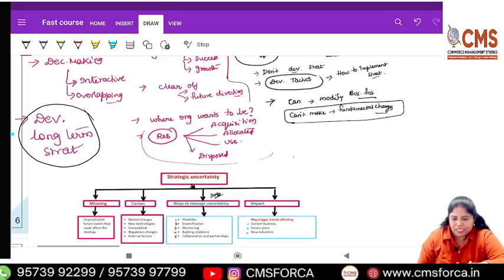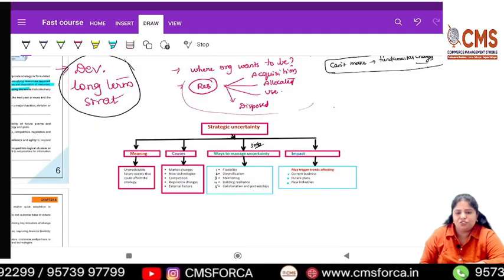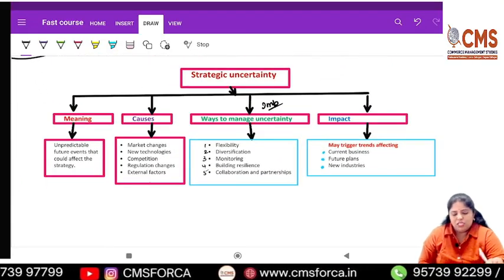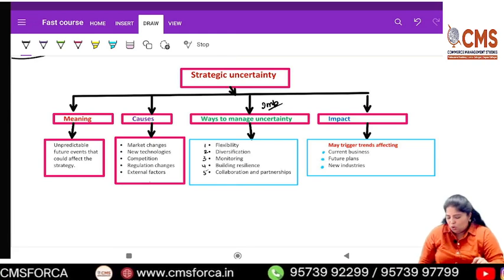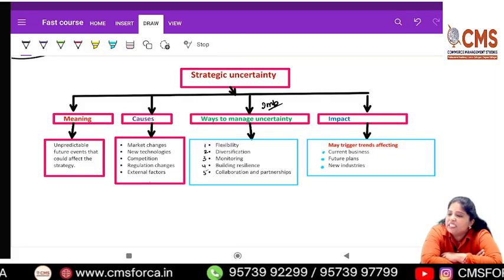Let's proceed with the next concept. Is it okay if I change the scope? Yes. So our next concept would be strategic uncertainty. One more important concept for your exam, mark it up.